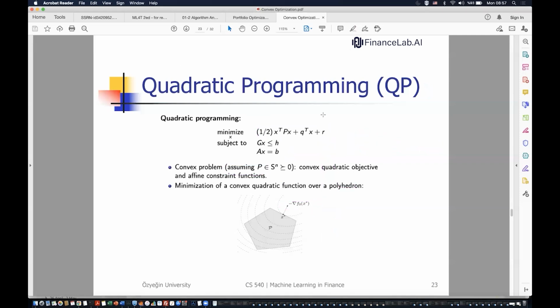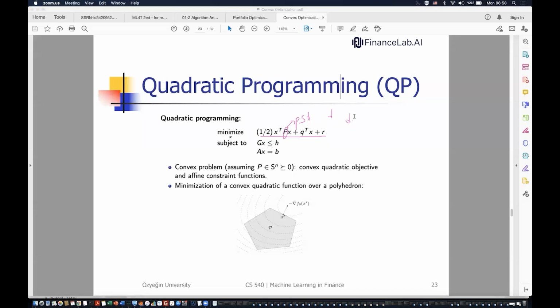Another problem is the quadratic programming problem. In the quadratic programming problem, what we have here is a quadratic objective function. So this is a quadratic optimization problem. Here, P is a matrix. And for this problem to be a convex quadratic problem, this matrix should be positive semi-definite, known as PSD, which has multiple definitions. As we have discussed before, for instance, it's a determinant. So let me draw again.